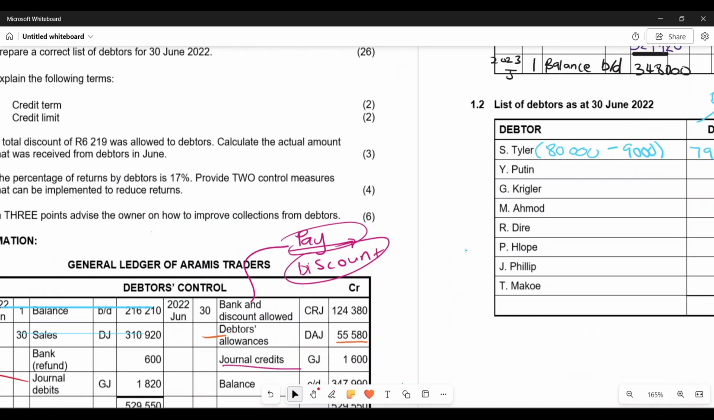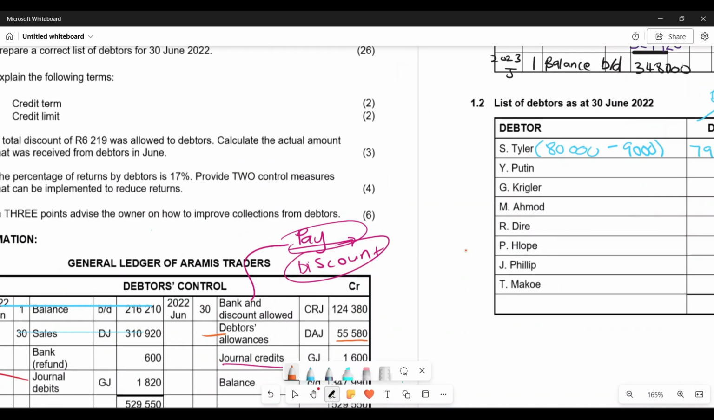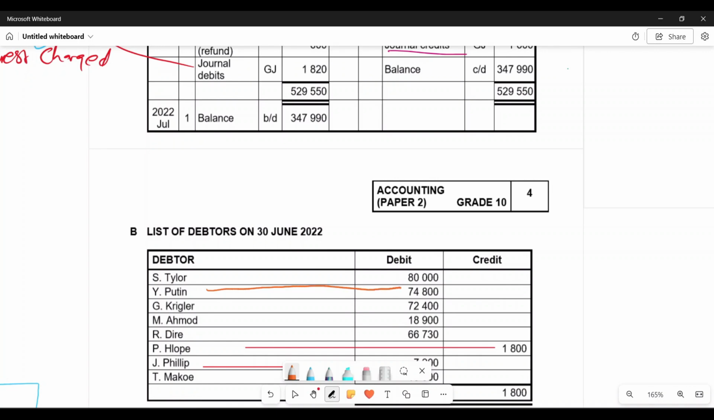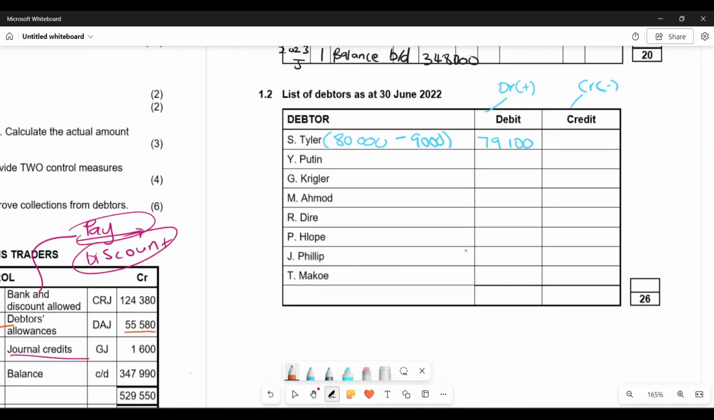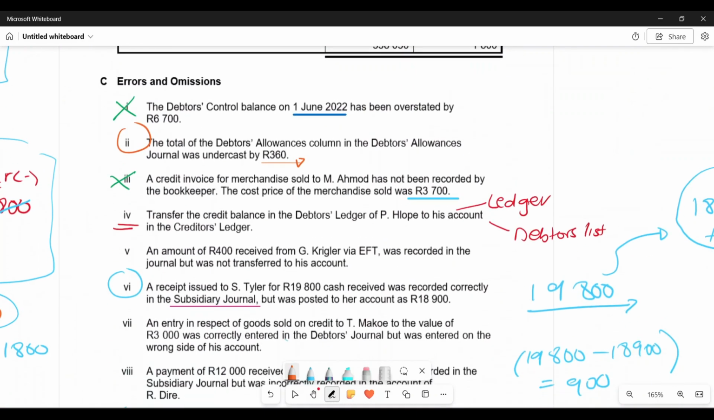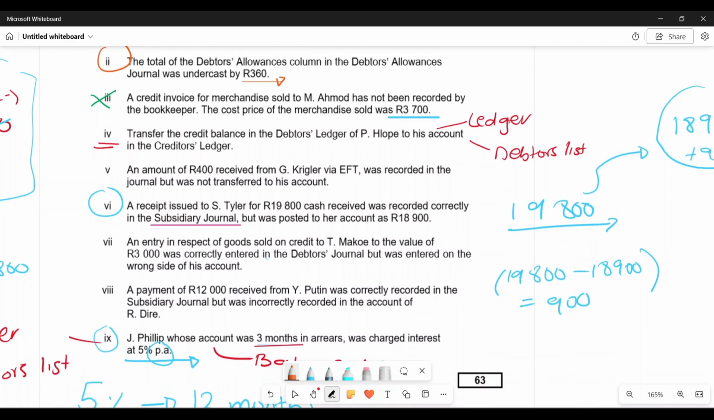Now Y Putin. Let me see the balance I'm given with regards to Y Putin, 74,800. And let me see if there's any transaction that relates to Y Putin. So here, a payment of 12,000 received from Y Putin was correctly recorded in our subsidiary journal, right? But it was incorrectly recorded in the account of R. Dyer. So basically, we received 12,000 from Y Putin. Instead of subtracting it on Y Putin's account, we subtracted it on R. Dyer's account, right?